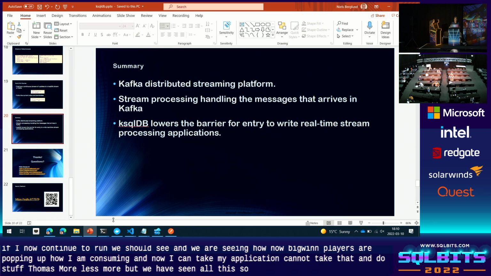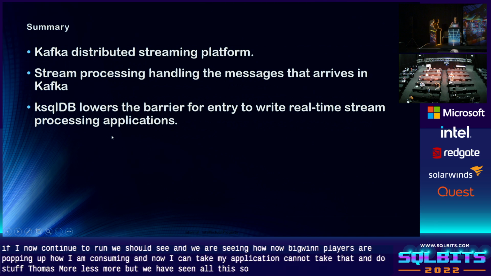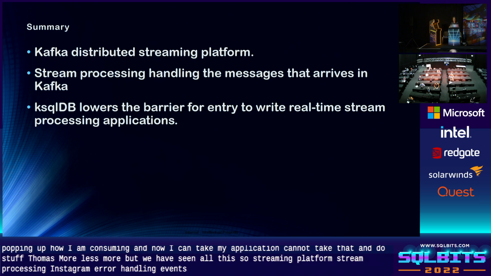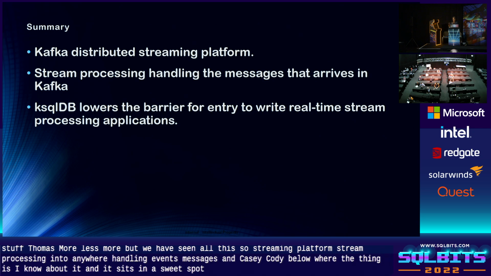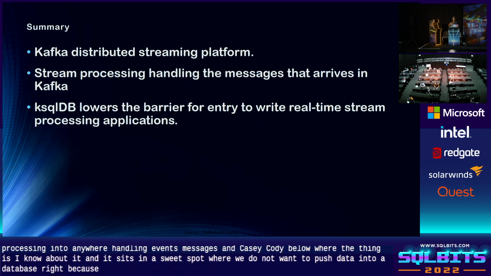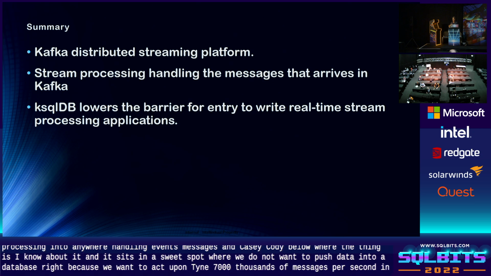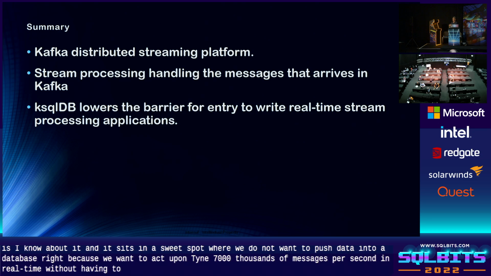So Kafka is a distributed streaming platform. Stream processing is when we're handling event messages, and ksqlDB lowers the threshold. ksqlDB is awesome, no ifs and buts about it. It sits in a sweet spot where we do not want to push data into a database, because we want to act upon thousands and thousands of messages per second in real time without too much latency, i.e. pushing data down to the database and retrieving it back from the database.